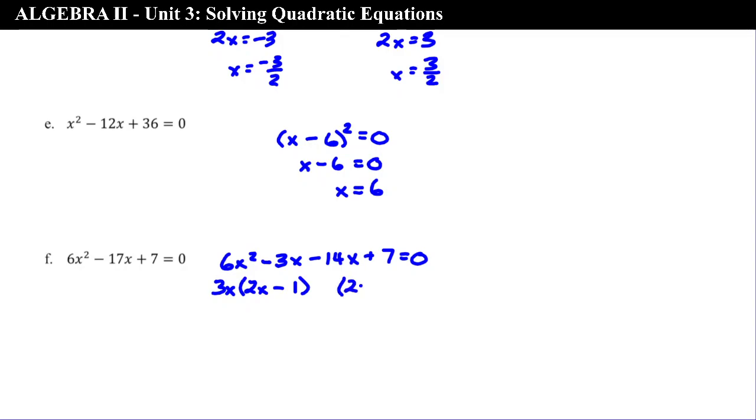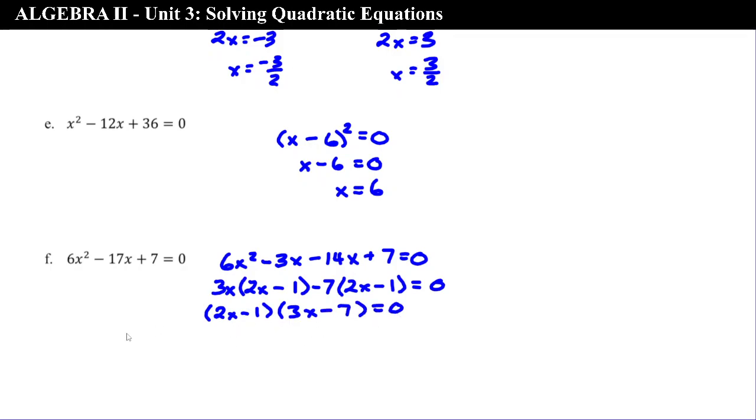Now we know we want to end up with 2x minus 1 out of this one. So what can we factor out to make that happen? Well, you can factor out a -7. Negative 7 times 2x gives you negative 14x. Negative 7 times negative 1 gives you positive 7. And then we simply factor out the common factor here, which is 2x minus 1. That leaves 3x minus 7.